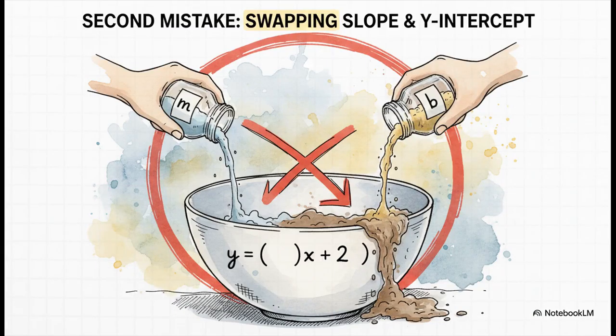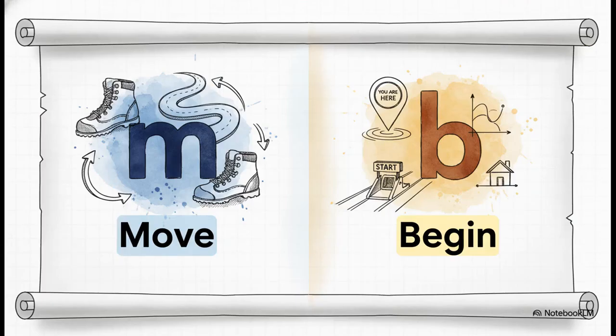The second common mistake is just as simple, mixing up the ingredients. Putting the slope where the y-intercept goes and vice versa. It's like putting salt in your coffee instead of sugar. And this is exactly why our little memory trick is so helpful. Just keep saying it to yourself. M is for move. That's the rate, and it always gets the x. B is for begin. That's the flat starting fee, and it just stands by itself.